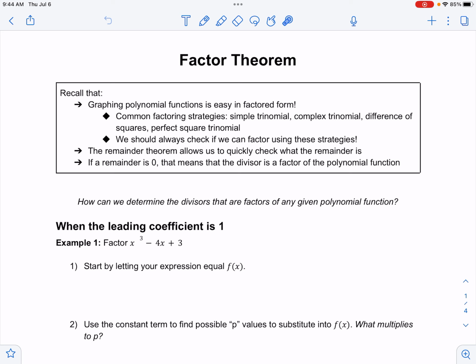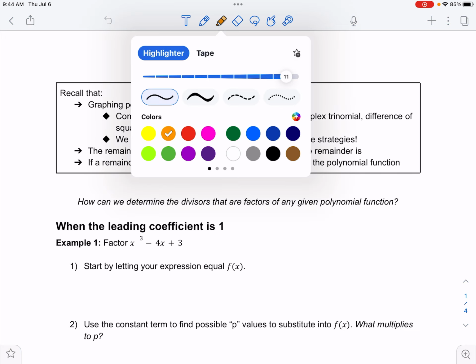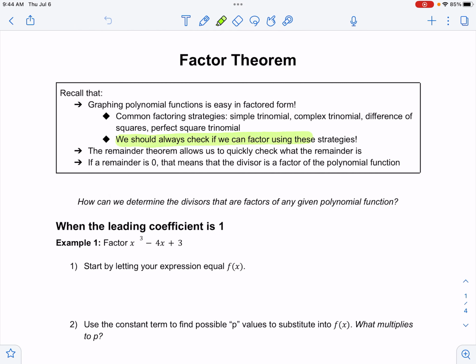Previously, in grade 10 and grade 11, and as a part of the review for this course, we looked at a lot of the different factoring strategies that you had already seen. Simple trinomial, complex trinomial, difference of squares, and perfect square trinomial. All of those deal with factoring polynomials of degree 2, or quadratics, okay? And this is always a good baseline. You should always check first to see if you can factor using these strategies.